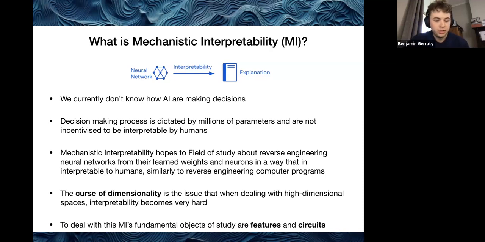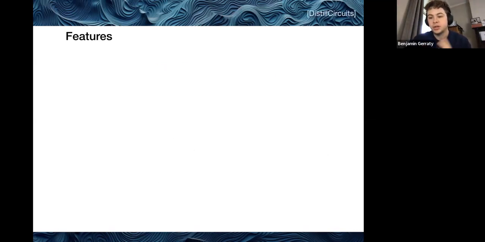To deal with not knowing what these networks are doing, the main objects of mechanistic interpretability are things called features and circuits. I'm going to introduce these pretty briefly, mostly as motivation, so that we can see why people care so much about the Toy Models of Superposition paper by Elhage et al.